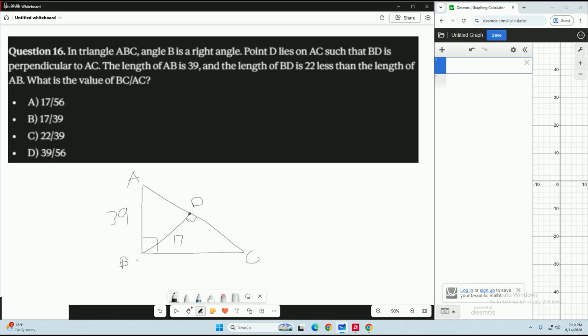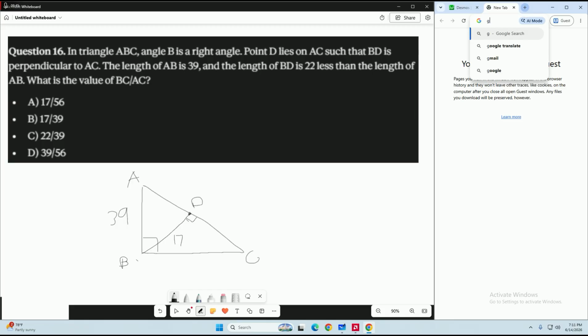So the way I like to approach this problem is by brute forcing it, actually solving for the values of BC, AD, DC, and all these side lengths. And the way you do that is by knowing the geometric mean altitude formulas. I think that's what it's called.